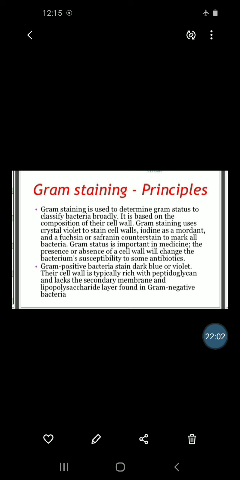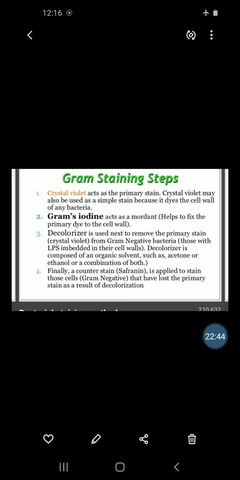Their cell wall is typically rich with peptidoglycan and lacks the secondary membrane and the lipopolysaccharide layer found in Gram negative bacteria. Then we will see the steps in Gram staining.